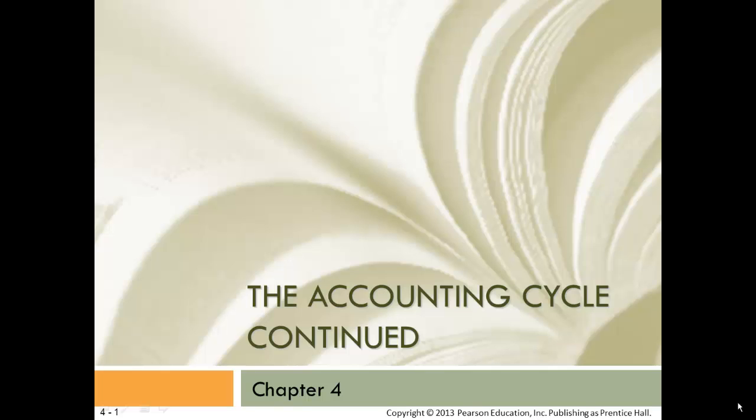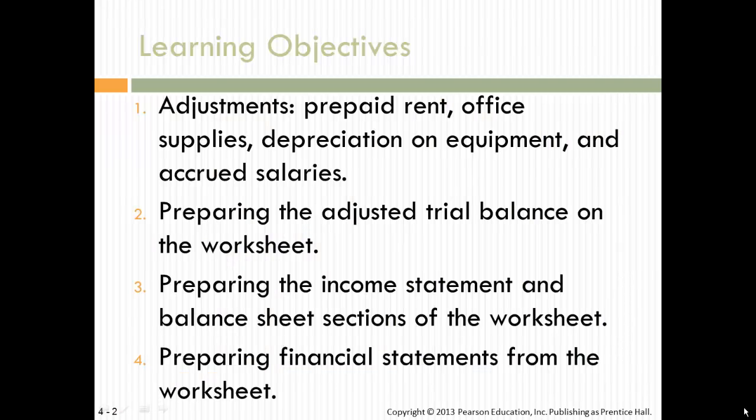So the accounting cycle is covered over a couple different chapters. The learning objectives in this chapter are to cover adjustments, things like prepaid rent, office supplies, depreciation, preparing an adjusted trial balance, preparing an income statement and balance sheet after the worksheet, and then prepare financial statements.